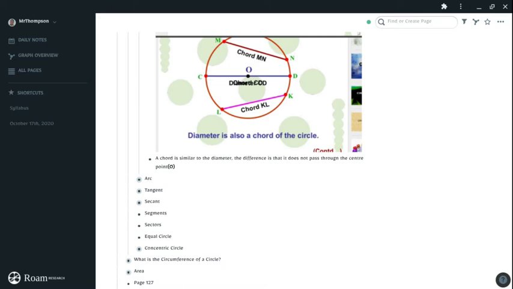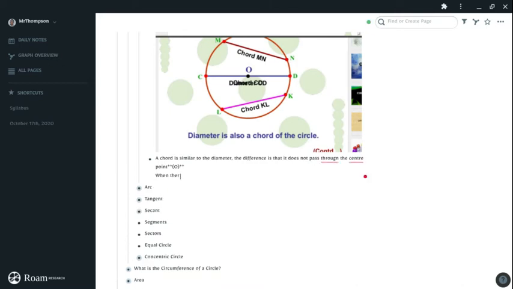Now stick with me. When there is a chord on a circle, the smaller part is called, anyone know? If it's not major, it is? Minor. Right. So the smaller part is called the minor.